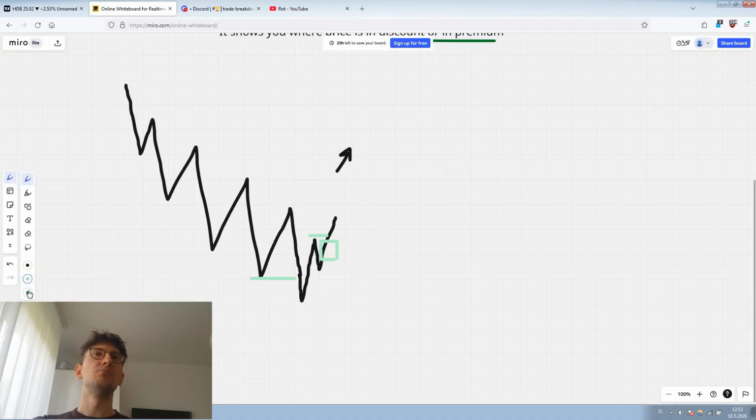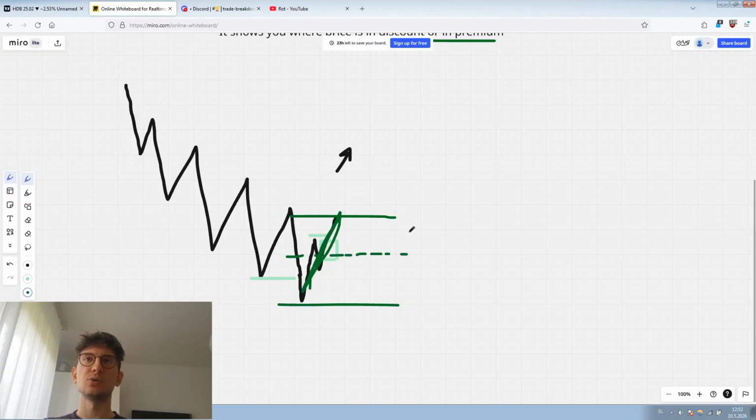But another confirmation that we can have is to draw a so-called equilibrium, okay, which is going to divide this move higher into two parts, and then you have the so-called premium zone and discounted zone. So what are we waiting for? We are waiting for the price to go into the discounted zone and then continue higher and higher and higher.